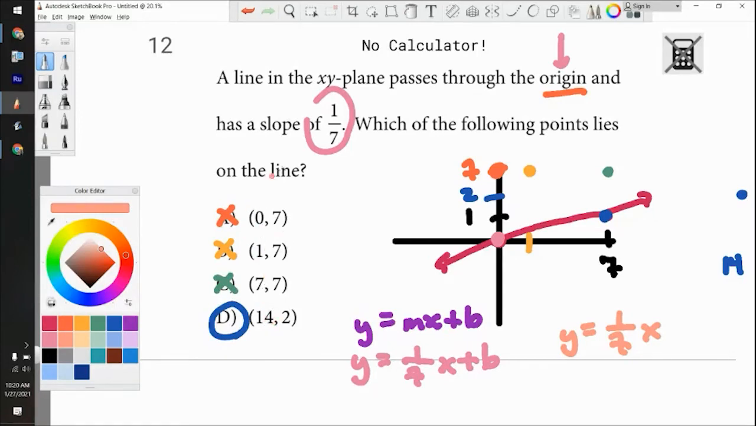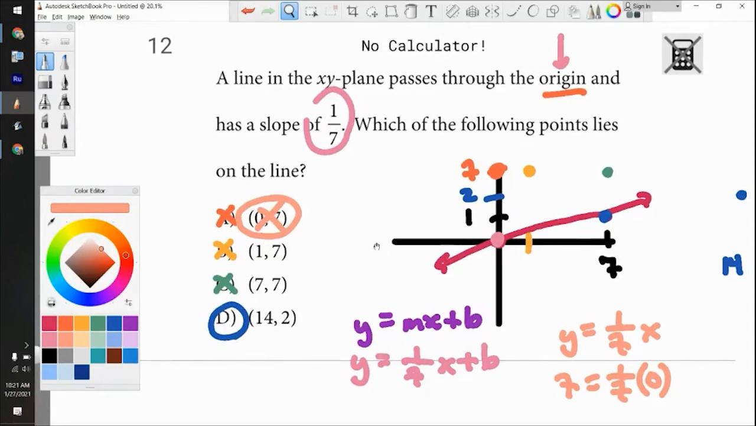So if you plug in 0 here for this one, you should get 7. So I plug 7 in for y and then 0 in for x. 0 times anything is 0. So 7 is not equal to 0. It can't be this one. Okay. The only one that would work if you tried all of them is D.